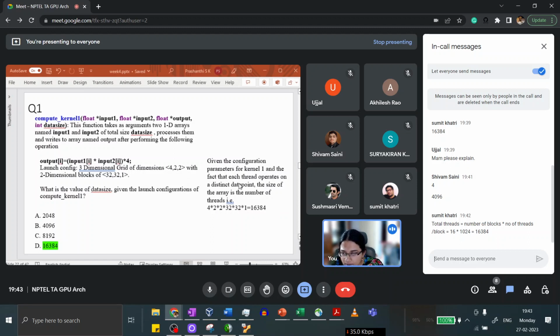Now remember the assumption that I said, that every thread operates on a distinct data point. So you have this many threads and you know that each one of them operates on one element. So then what is the size? The size is going to be the same as the number of threads. So that's the answer. I'll pause here for a minute because I think some of you are confused by the question. Think about the solution and let me know if you have any doubts after this explanation.